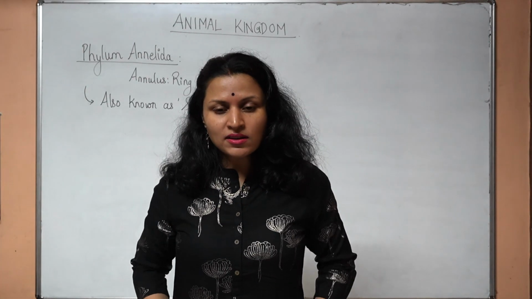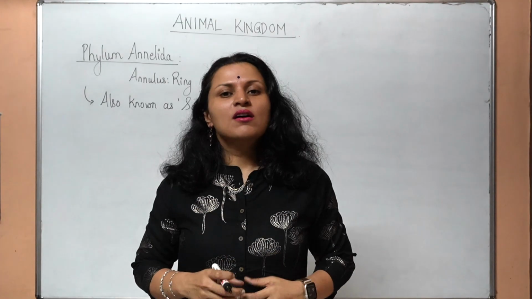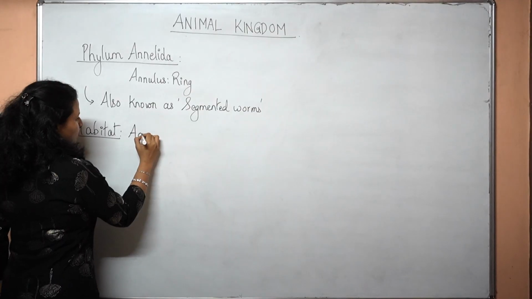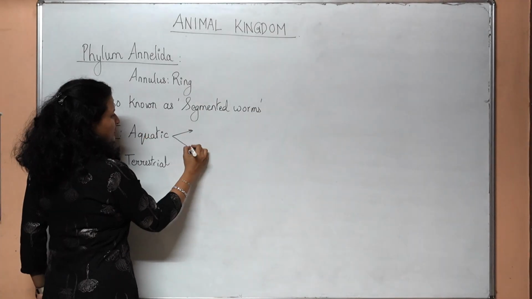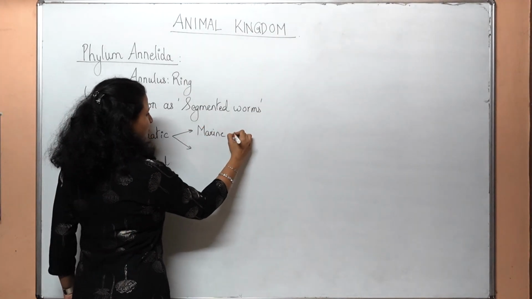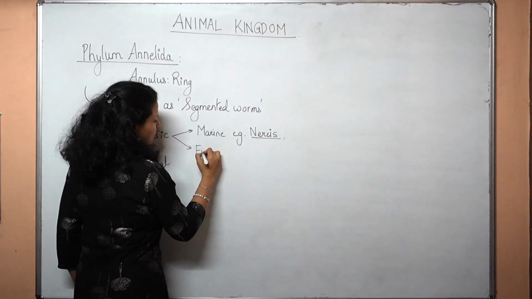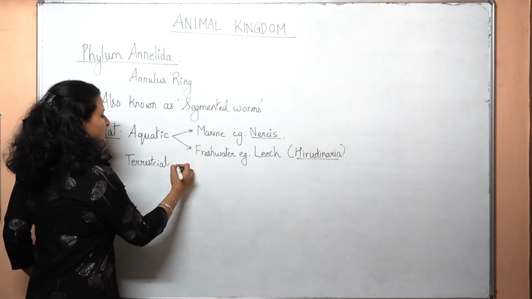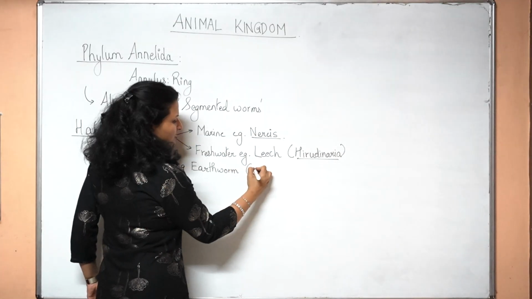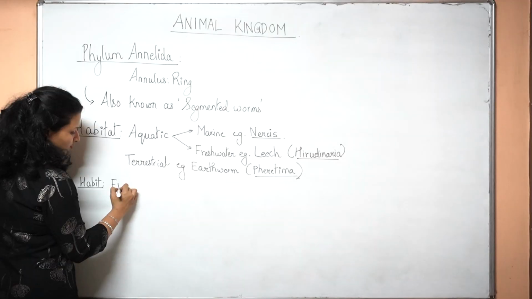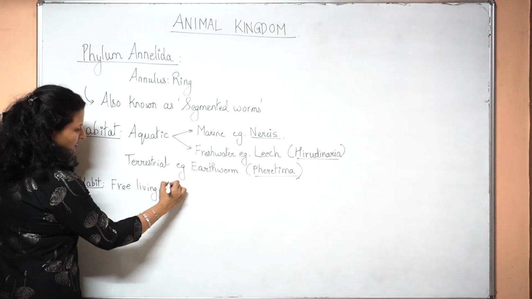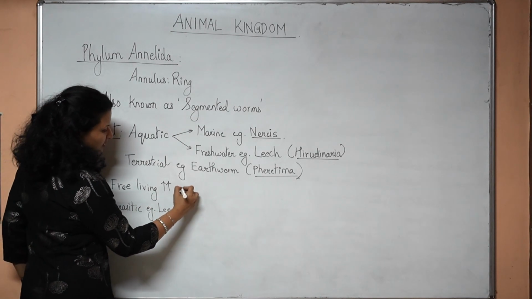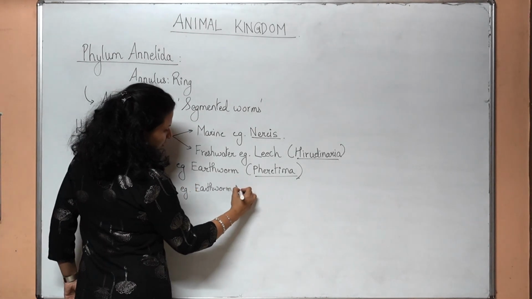Their body is cylindrical, bilateral symmetry, full of those rings from the anterior end right till the posterior end. Habitat: aquatic or terrestrial. For aquatic, they can be marine forms, example Nereis. They can be freshwater forms as well, example leech, Hirudinaria. Terrestrial forms, example earthworm, scientific name Pheretima. Next, habit. Most of the forms are free living and some forms are parasitic. Parasitic forms, example leech, and free living, example earthworm, Nereis.